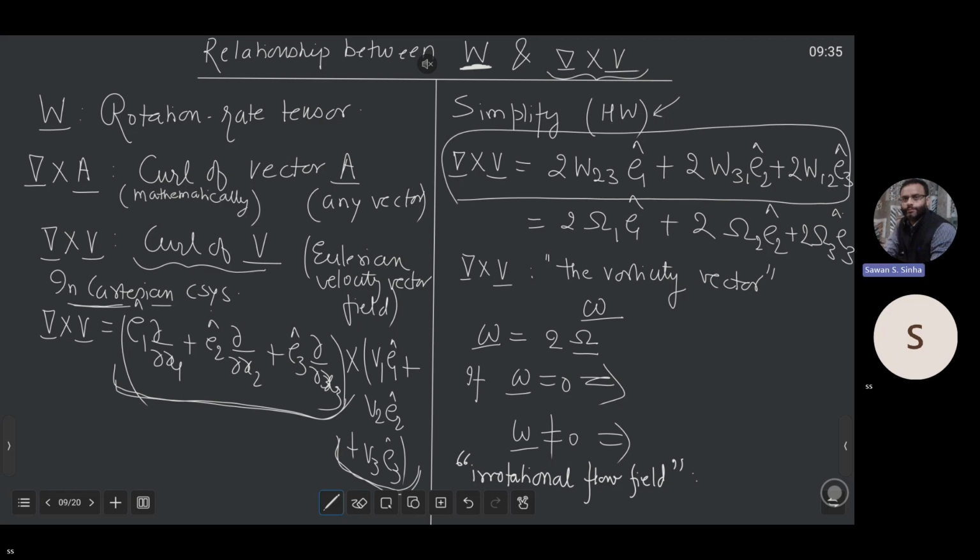2 times W23 will be the E1 component of this curl of velocity vector. 2 times W31 will be the E2 component, and 2 times W12 will be the E3 component. Alternatively, it can also be written in terms of the components of the average angular velocity vector: 2 omega 1 E1, 2 omega 2 E2, 2 omega 3 E3.